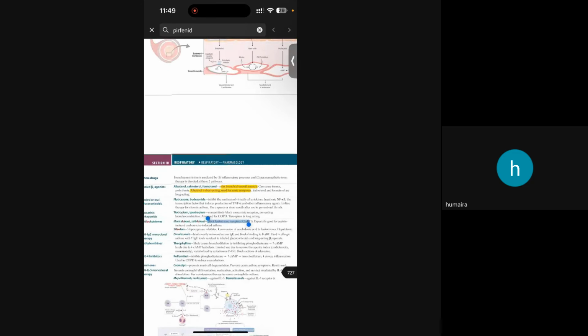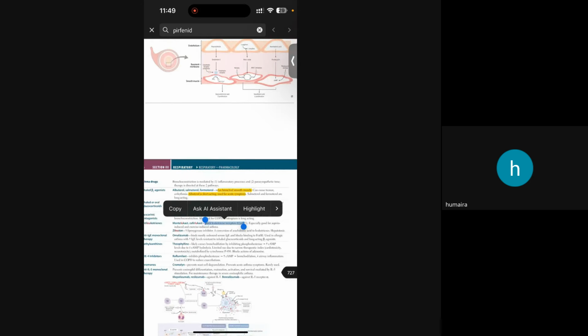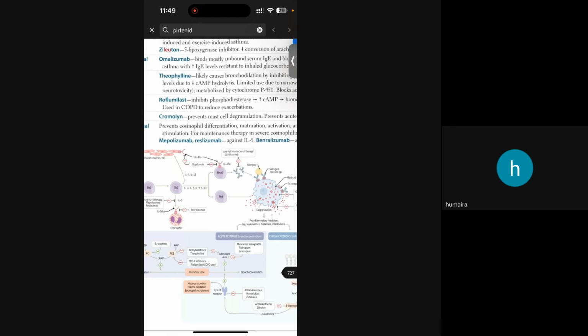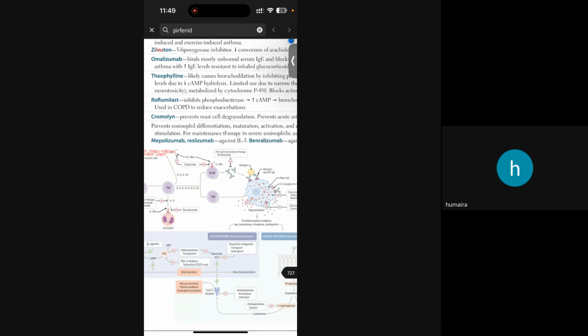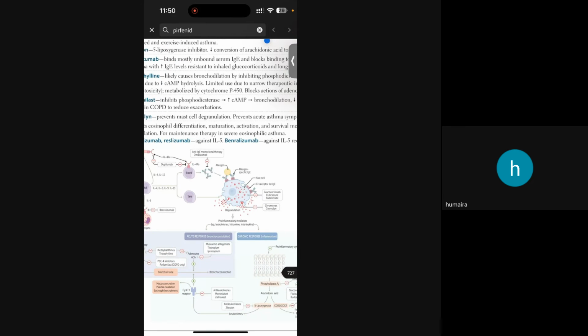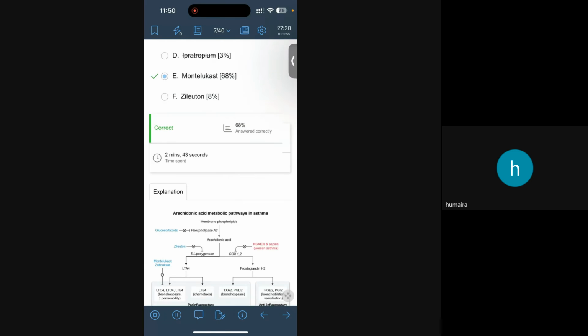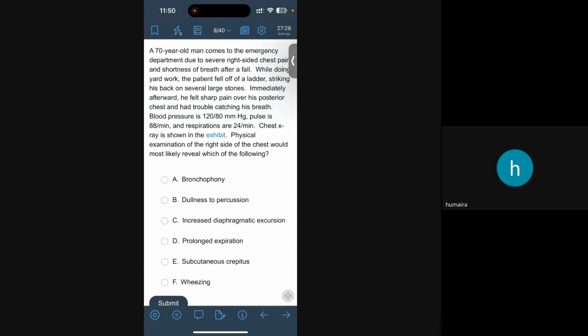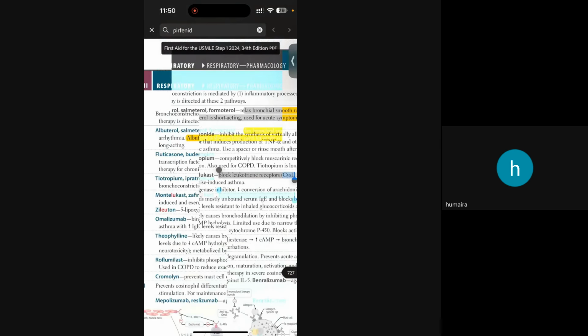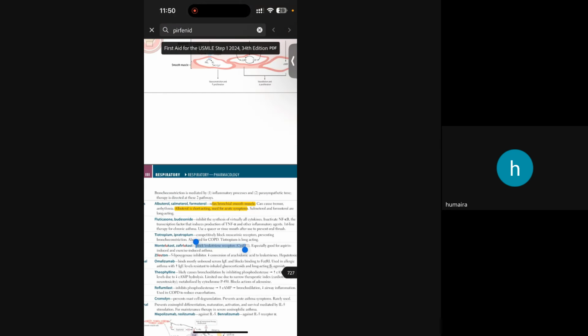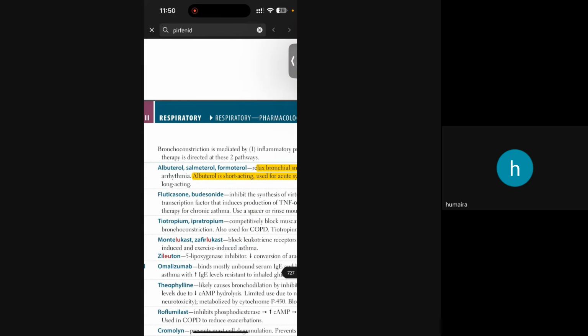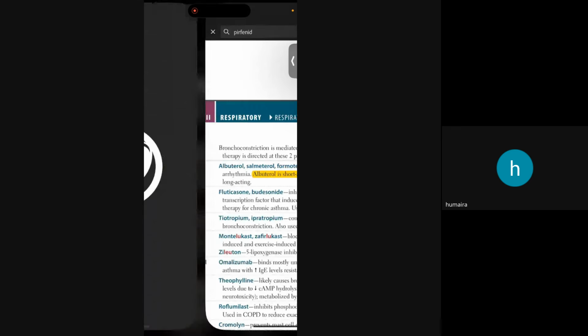So our right answer would be montelukast, for exercise-induced asthma. And you can also see that ipratropium is used mainly for COPD.